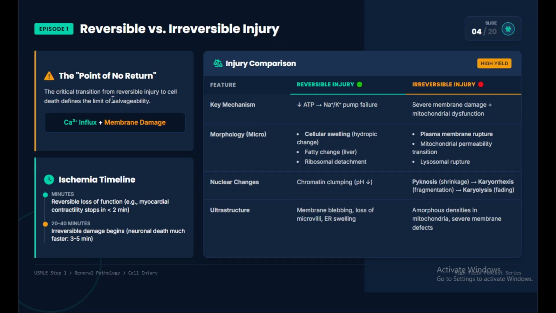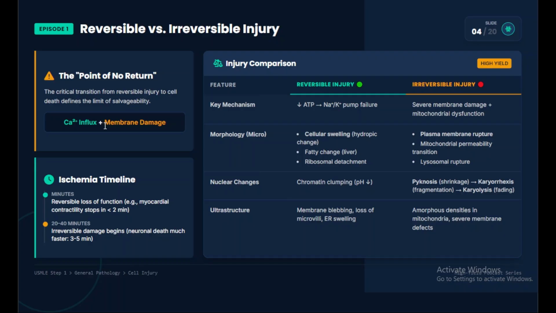The point of no return is a critical moment where the cell can no longer recover even if the original stress is removed. Once the cell crosses this point, cell death becomes inevitable, and I have repeatedly discussed this in my previous lectures: once you cross the point of no return, cell death becomes inevitable.